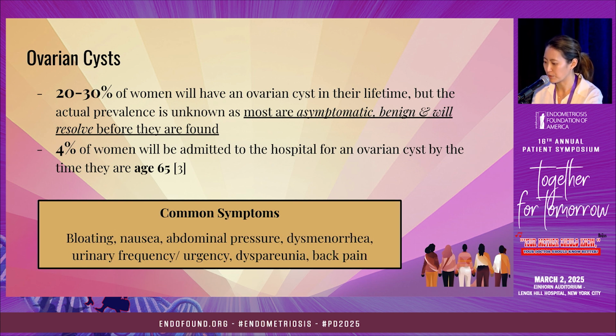Now, 20 to 30% of women will have an ovarian cyst in their lifetime. But we know the actual prevalence is unknown because most of those cysts are asymptomatic, potentially benign, and a lot will resolve before they're even found. 4% of women will be admitted to the hospital for an ovarian cyst by the time they're 65. The common symptoms overlap with a lot of other conditions, but they include bloating, nausea, abdominal pressure, painful periods, urinary symptoms, painful intimacy, and back pain.